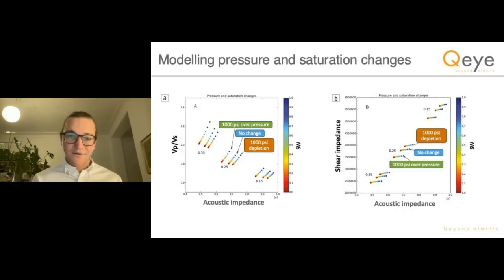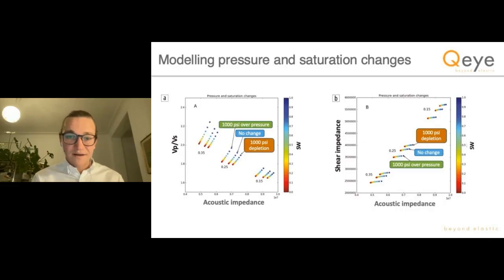Once we have that model, we can now do some scenario modeling. What this is showing is trying to demonstrate what kind of elastic property changes we can expect if we either change our fluid saturations or change our pressures, and doing this for three different porosity states. So we have 15% porosity, 25% porosity, and 35% porosity. And what we're seeing is color coding by water saturation.